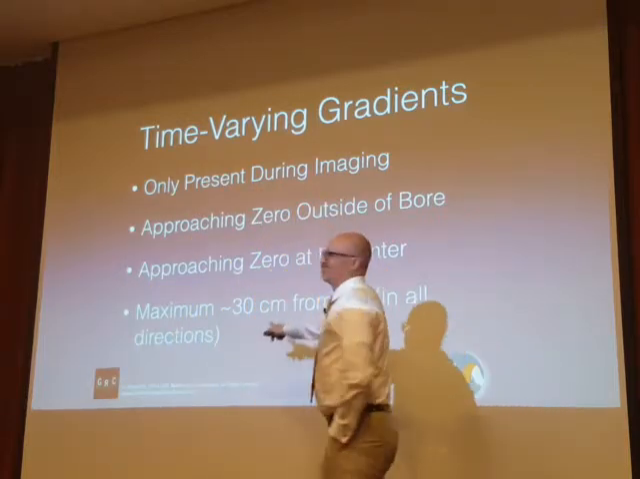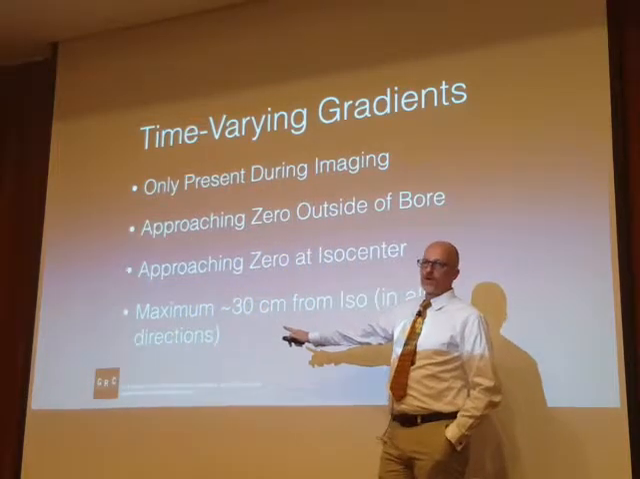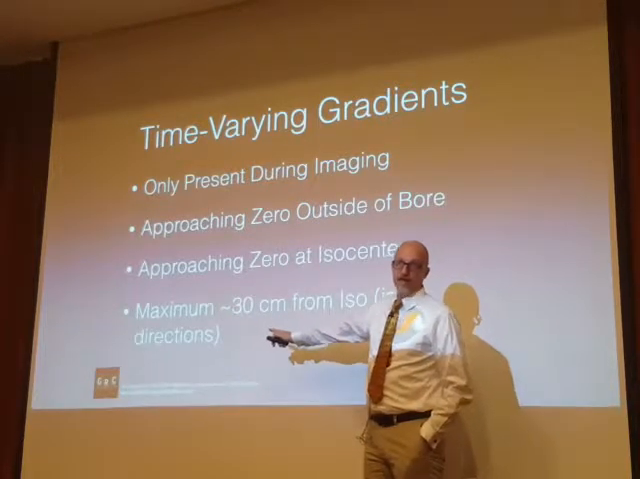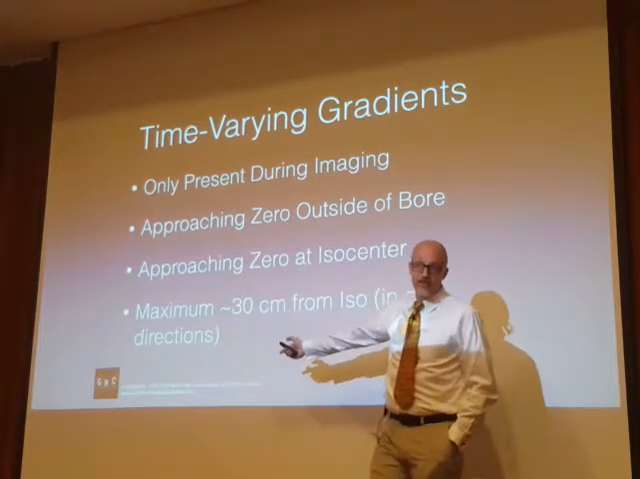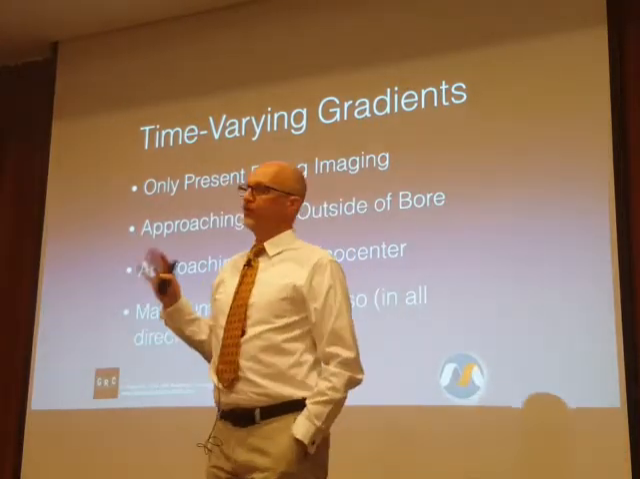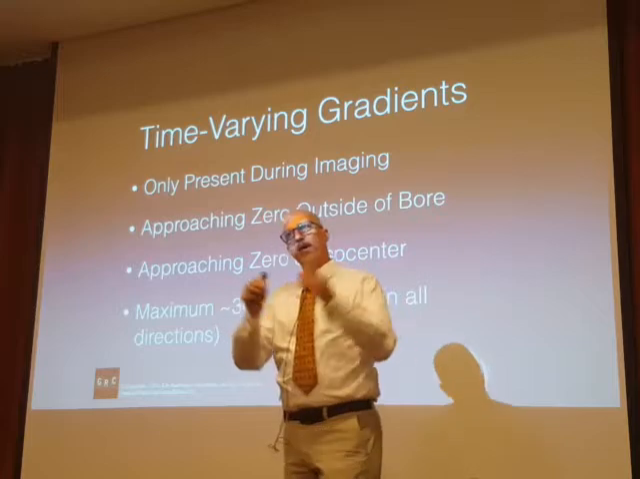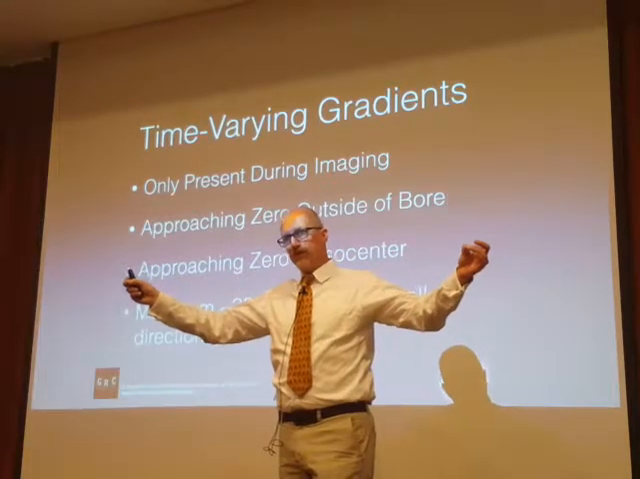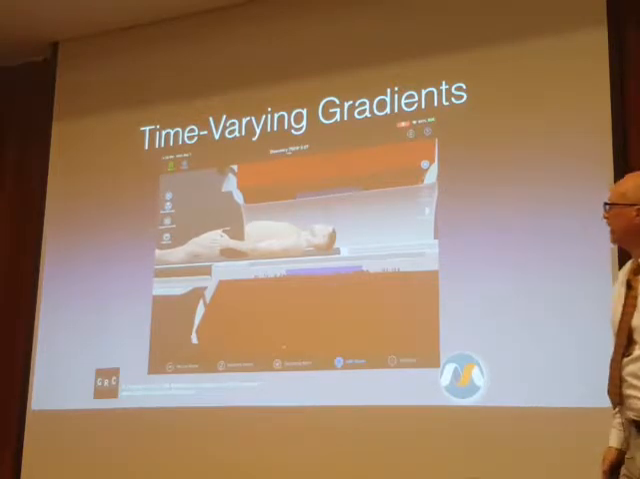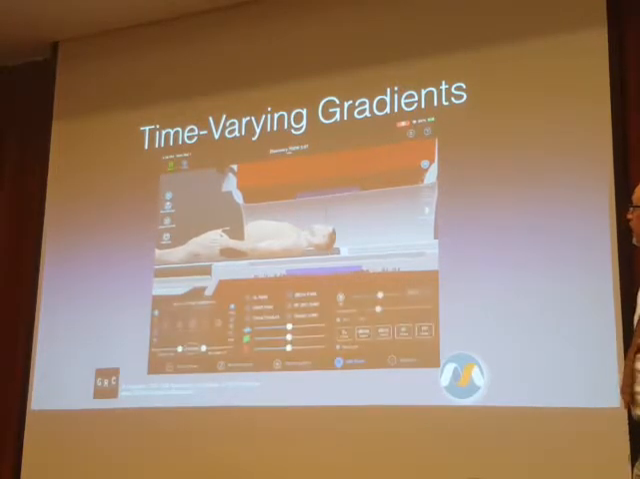It tends to be about half the diameter of the bore of your magnet. So if you have a 60 centimeter magnet, about 30 centimeters. If you have a 70 centimeter diameter magnet, it's about 35 centimeters, generally speaking. Away from isocenter is where the maximums are. And we can illustrate that again using Magnet Vision.